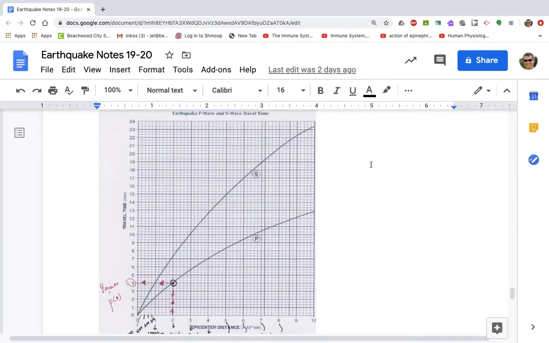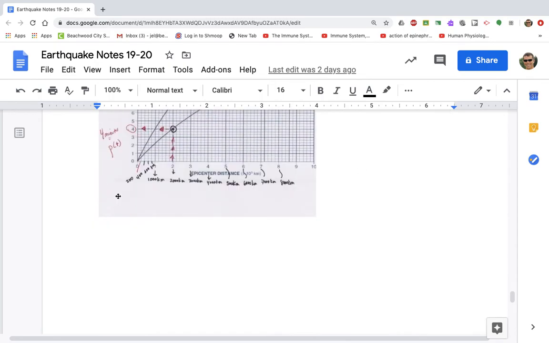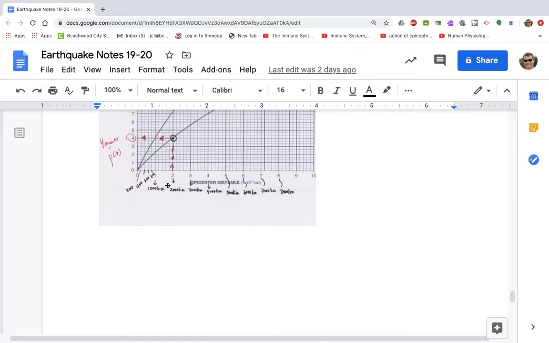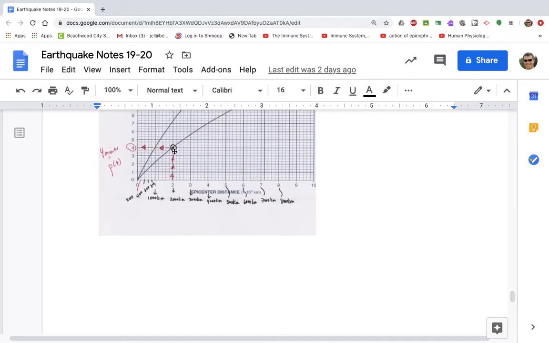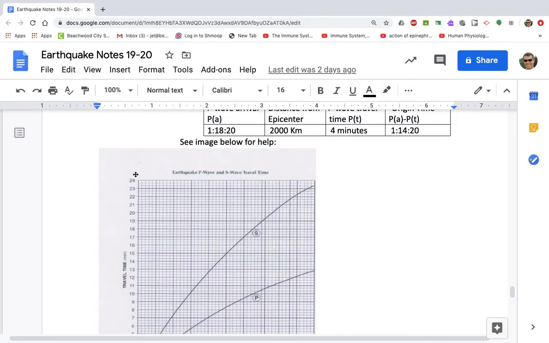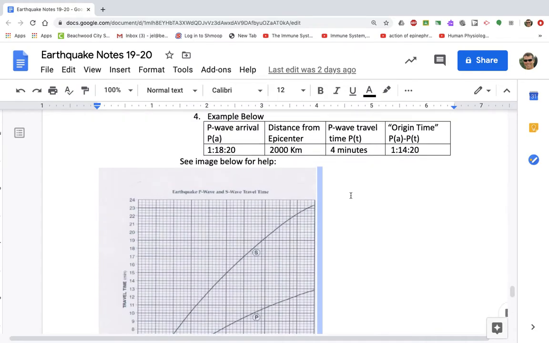So down here I've shown you, it says 2,000 kilometers. Okay, so what I'm going to do is find 2,000 kilometers on this graph, and go up until I hit the P wave line. You've seen this graph before. Then I'm going to go over and read the y-intercept, which says 4 minutes. And that you can see right here. So I gave you this information, and then I found 4 minutes.